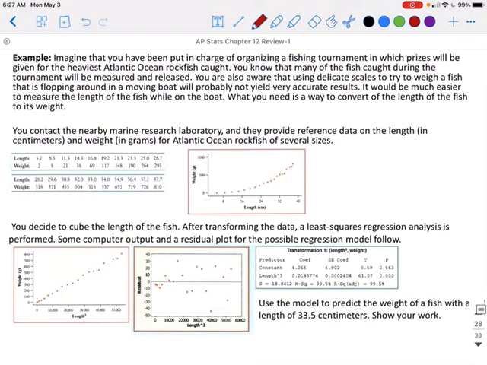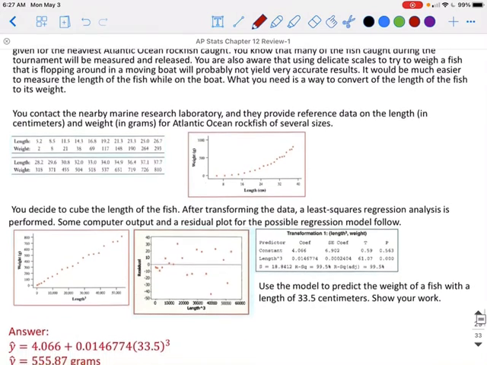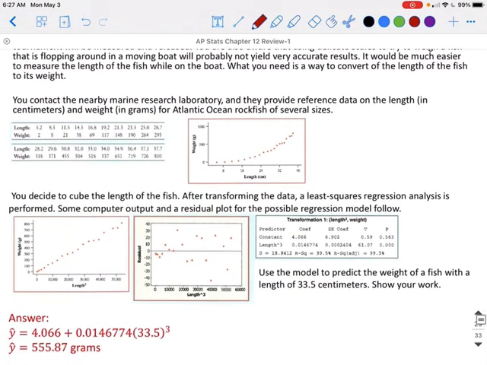Now we need to use that model that we just had to predict the weight of the fish with a length of 33.5 centimeters, and we need to show our work. So we are taking that equation we just had and we're just plugging it in. So our length is our x value, so we're going to plug in 33.5 into our x. You would cube that and then multiply, and this would give us our predicted weight of 555.87 grams.